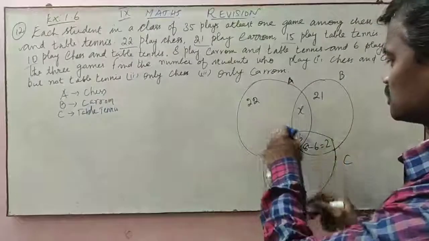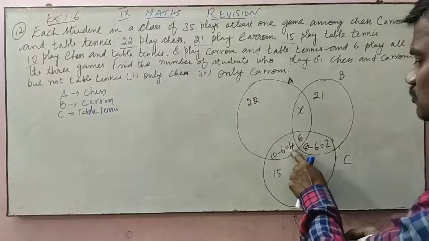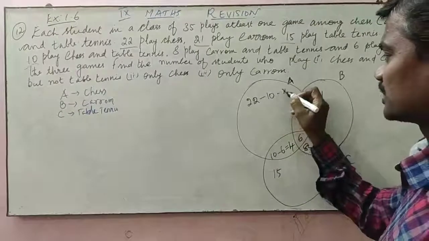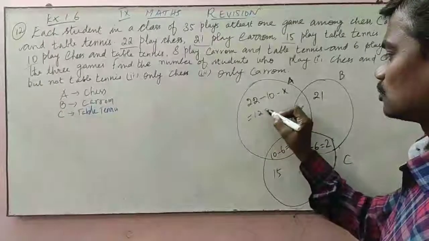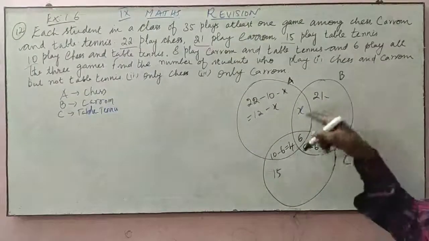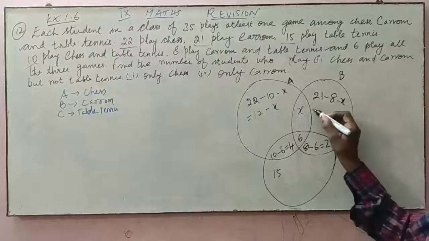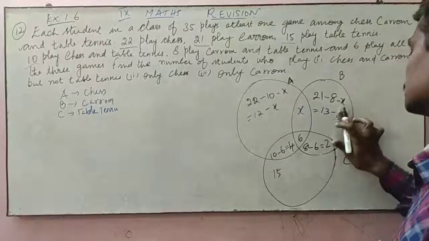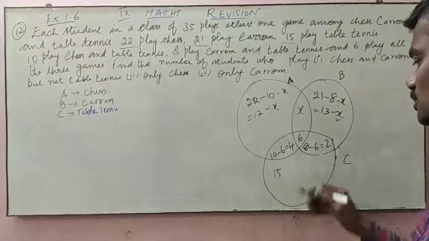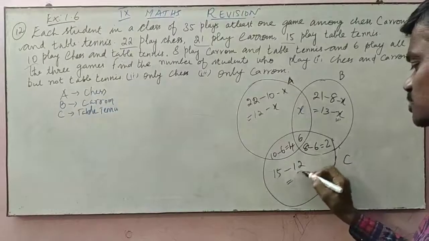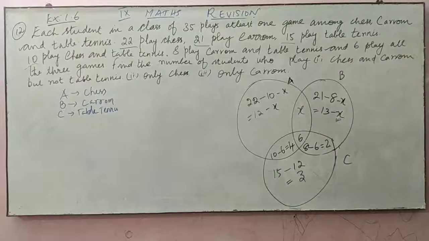Now for this circle, we have to add these three values. 4 plus 6 gives 10. 10 minus x gives 12 minus x. Like that here, 6 plus 2 gives 8, 8 minus x gives 13 minus x. And for the third one, 4 plus 6 is 10, 10 plus 2 is 12. So 15 minus 12 gives 3. So we finish the Venn diagram calculation.